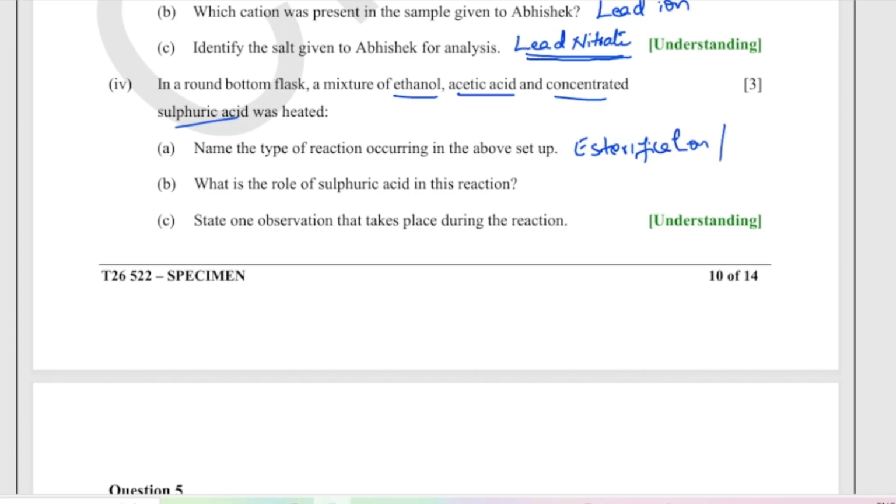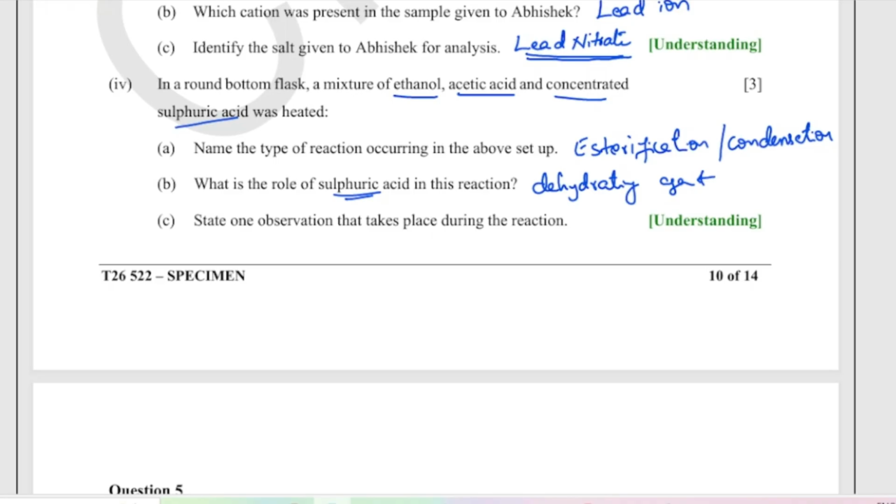Esterification, and you can say it is condensation. So a general type of reaction is condensation. Specifically it is called esterification. What is the role of sulfuric acid here? So in this, sulfuric acid acts as dehydrating agent. So it is going to remove water molecule from those two compounds, ethanol and acetic acid.